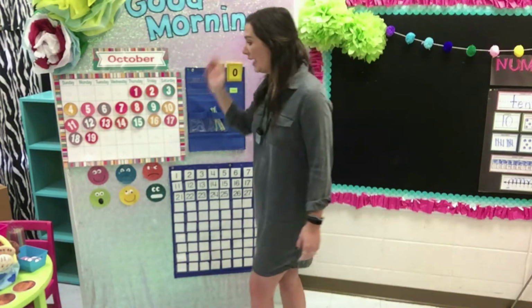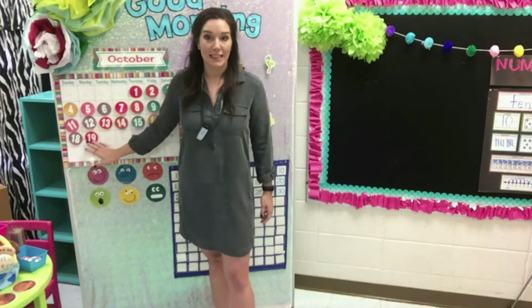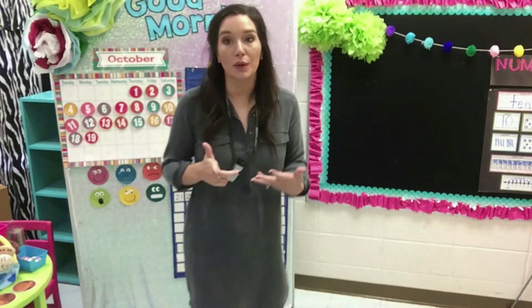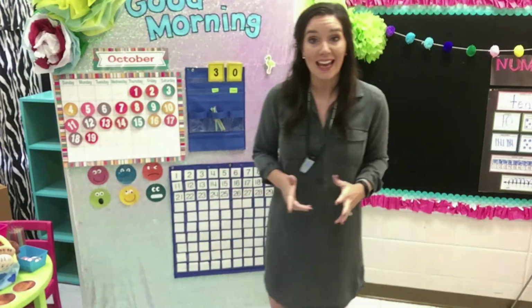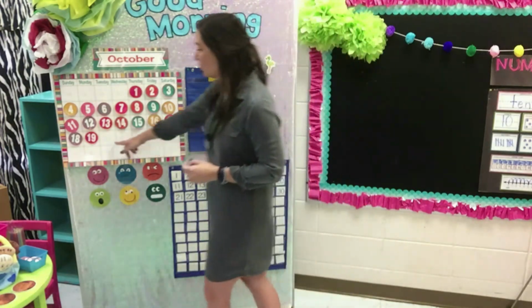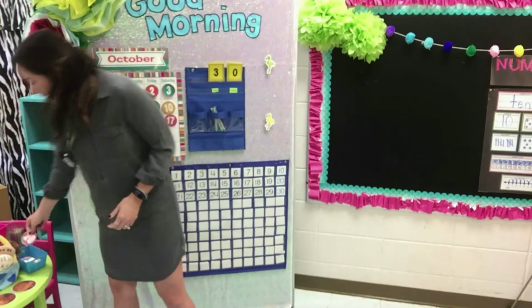All right, yesterday was Monday the 19th. So when I'm counting, this is a hard one, and I say 19, what number am I going to count next? 19, 20. 20 is our next number, and today is October the 20th. It's Tuesday, October the 20th.